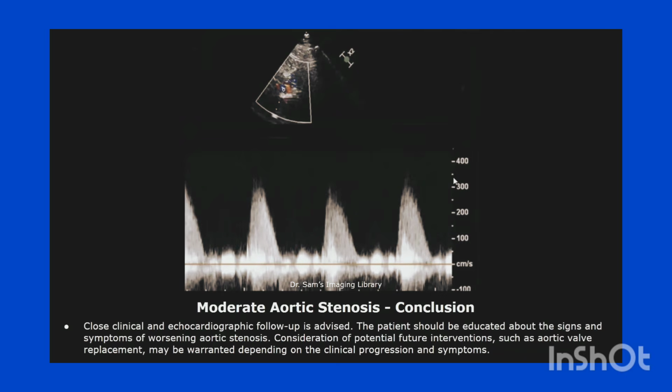Close clinical and echocardiographic follow-up is advised. The patient should be educated about the signs and symptoms of worsening aortic stenosis. Consideration of potential future interventions, such as aortic valve replacement, may be warranted depending on the clinical progression and symptoms.